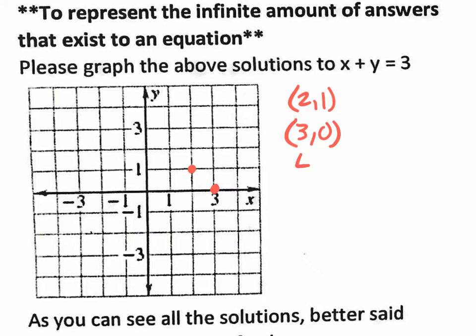Or how about plugging in 1? 1 plus 2 gives you 3. So 1, 2 is right there. And as you could see, these coordinates, these solutions, they all line up. They all are perfectly linear, right?